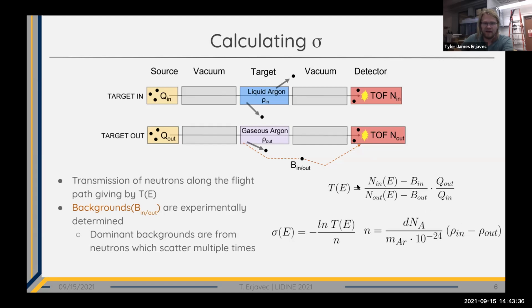But really quickly, how do we get backgrounds? Well, the dominant backgrounds are from neutrons which scatter multiple times. They might come down, bounce out of the beam line, and then scatter, kind of ricochet, pinball, and then end up back in the detector. So we need to determine our backgrounds. And then also, as I mentioned, because our target is not completely liquid, this rho n.